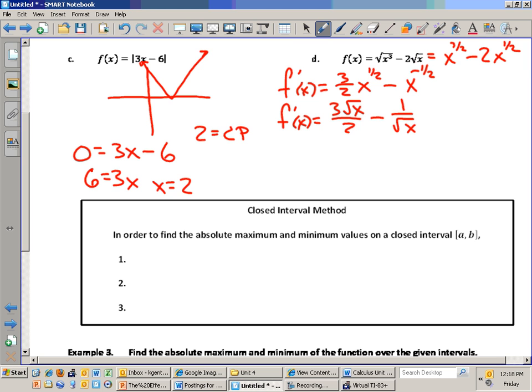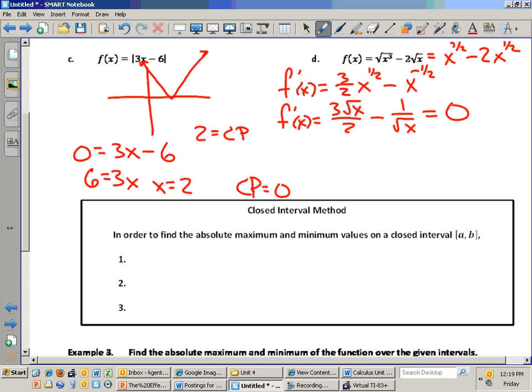Well, where's the derivative going to be undefined? Can't have 0 in the denominator. And you got a square root of x in the denominator, so you know one critical point is going to be 0. So critical point equals 0, that's going to be 1. The rest of it is a little bit more difficult. I would have to set this thing equal to 0 and solve, right?